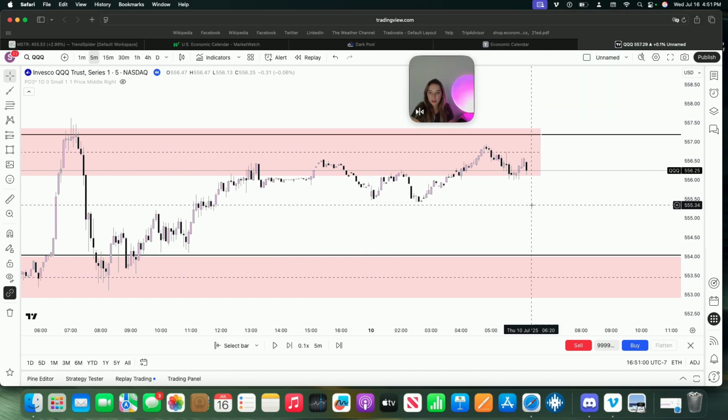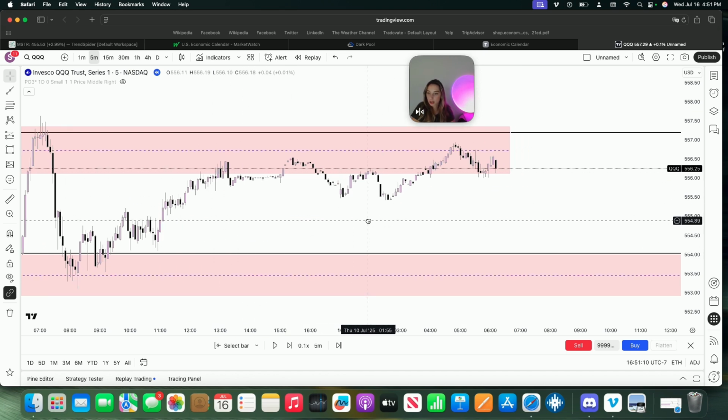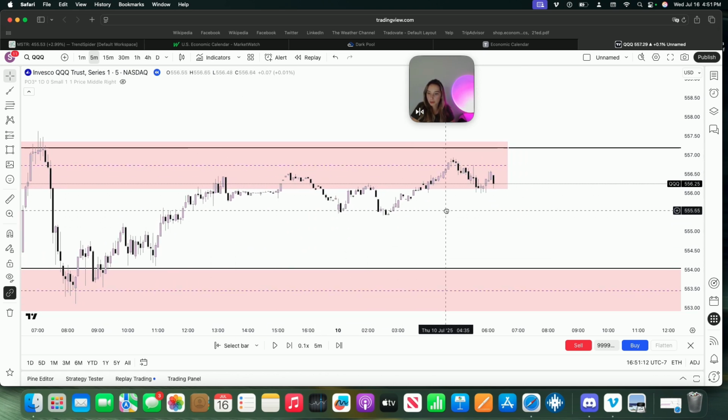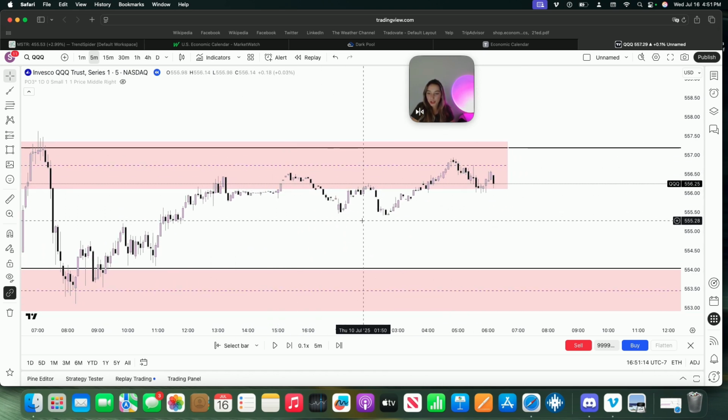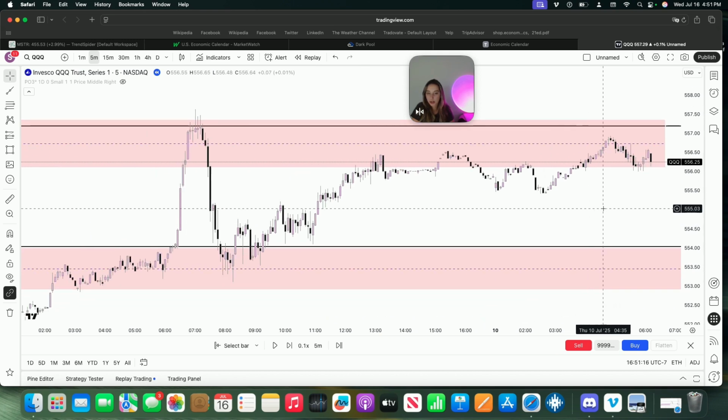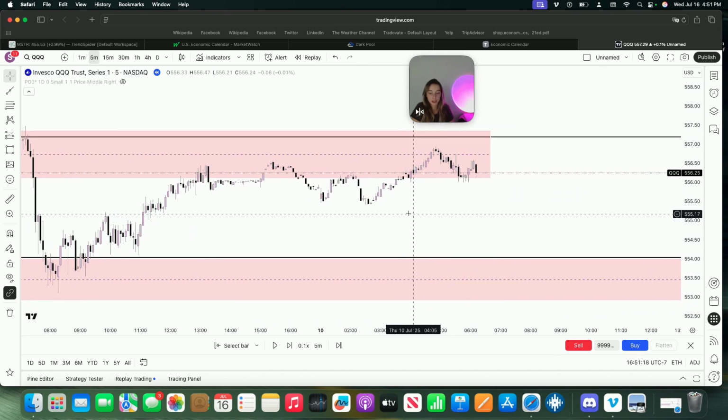Okay, so now we're in the next day. So this is going to be Thursday, July 10th. And our same areas, our same levels still are holding up because overnight and pre-market, we did not make a ton of movement. So I'm going to keep our areas and levels the exact same, and we're going to see how price trades off of these.